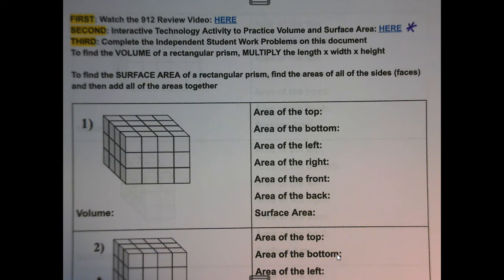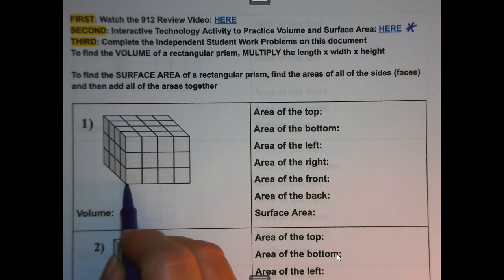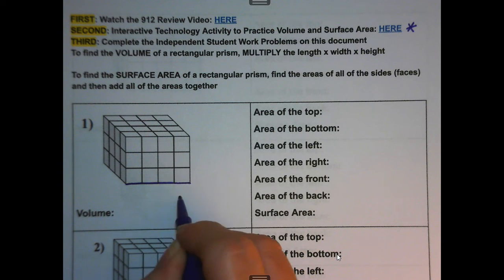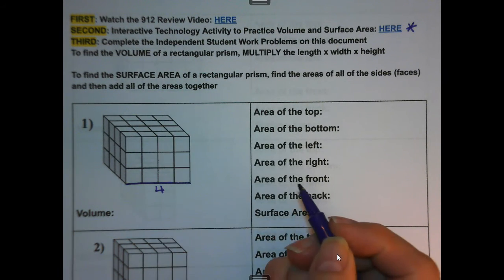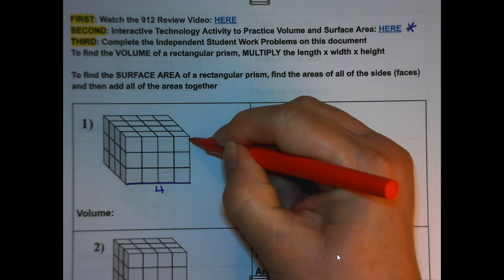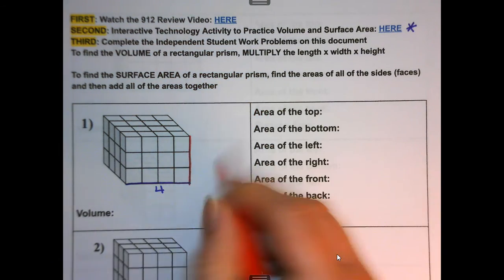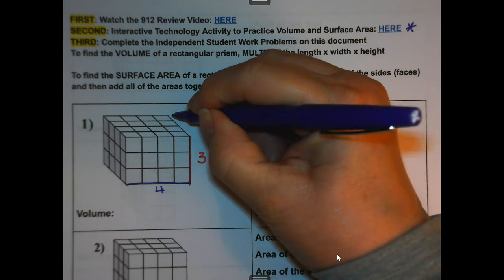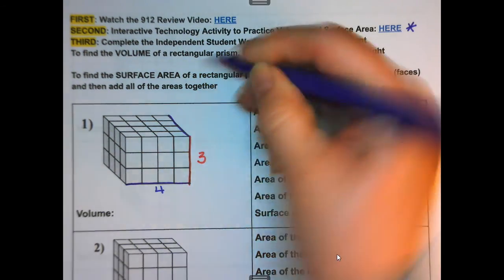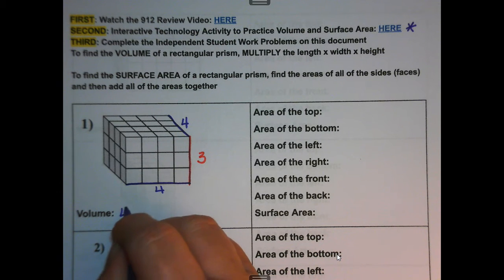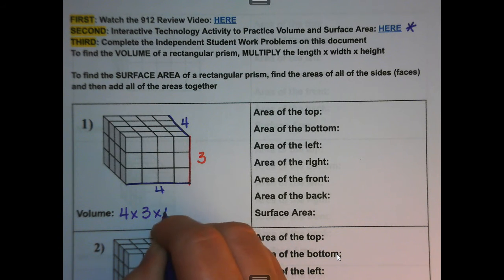For this problem, I would like to do the volume first because for me that's the easier of the two. I've been doing volume for a long time, and I know that this is one of the measurements I need. It is 4 cubes that way. I know that I have another dimension going up and down. That dimension I have 3. And then weirdly enough, for this rectangular prism, I have 4 going that way as well. So my dimensions are 4 by 3 by 4.